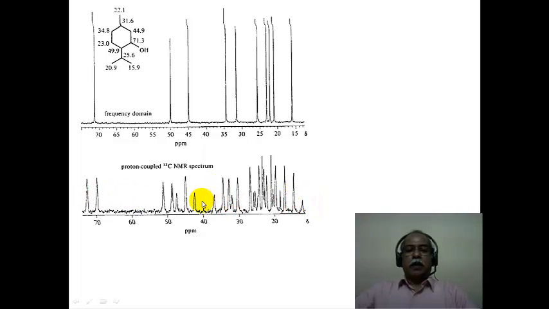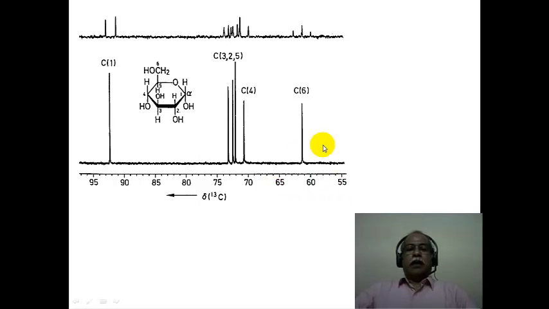It is possible to analyze the spectrum and obtain the carbon-hydrogen individual coupling constants from the spectrum. Here is another example of a gated decoupled spectrum. This is a spectrum of glucose, for example, and this is a completely proton decoupled spectrum in the bottom trace. In the top trace you can see it's a carbon-hydrogen coupled spectrum.